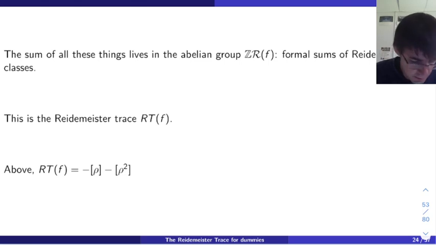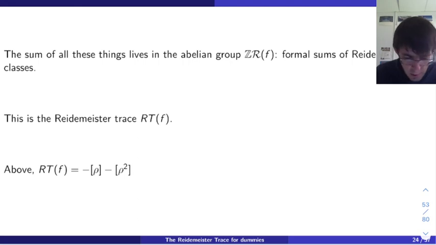And the fact is that you can change that function any way you like. You're not allowed to break it, but you can wiggle it around however you like. And the sum of all of those little things will always add up to this. That's the point of the Reidemeister trace.